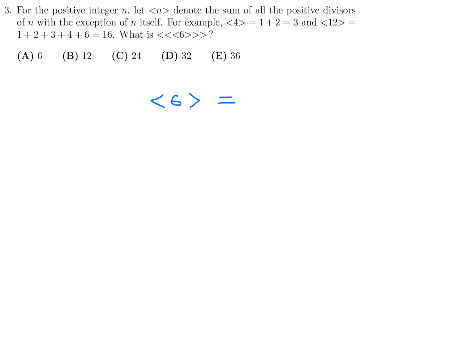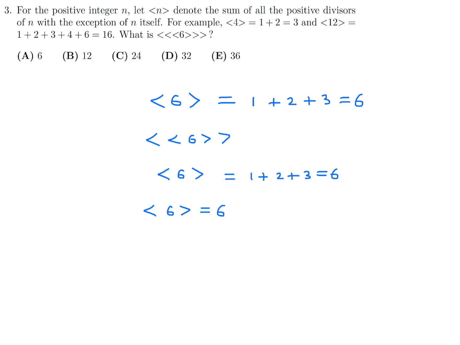So this is the sum of the divisors of 6, which would be 1 plus 2 plus 3, and that is 6. So if we again take the bracket of that, like this part here, we just figured out was 6. So it just becomes bracket 6 again, which is again 1 plus 2 plus 3. And then if you do it another time, which is what they want, it's basically 6 again. So it's just a whole bunch of 6s in a row. It never changes. So number 3, the answer is A.